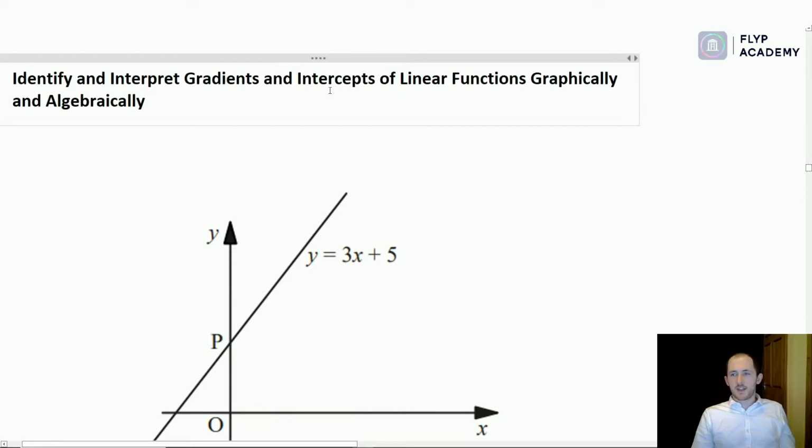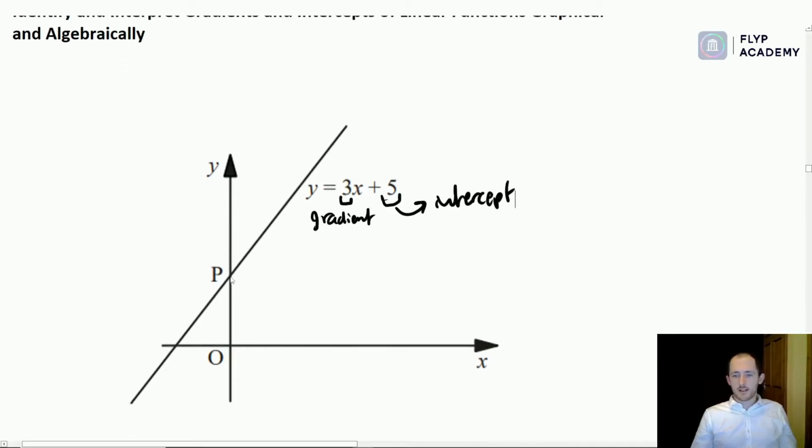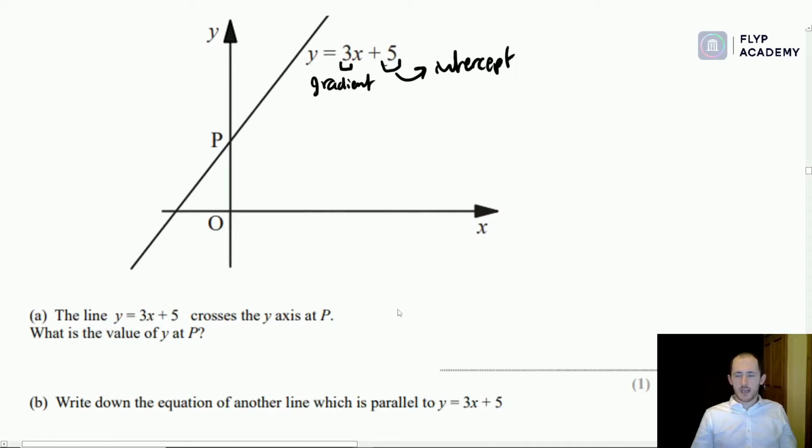So we've already actually kind of done this before. When they say algebraically, they mean using the equation. Can you tell me the gradient and the intercept? Easy, right? Gradient. Intercept. That's it. Okay. Now in terms of graphically, the y-intercept will be where the point P is, and the gradient will be worked out using a calculation which we'll come to shortly. So what is the value of y at P? Basically, what is the y-intercept? It's 5.